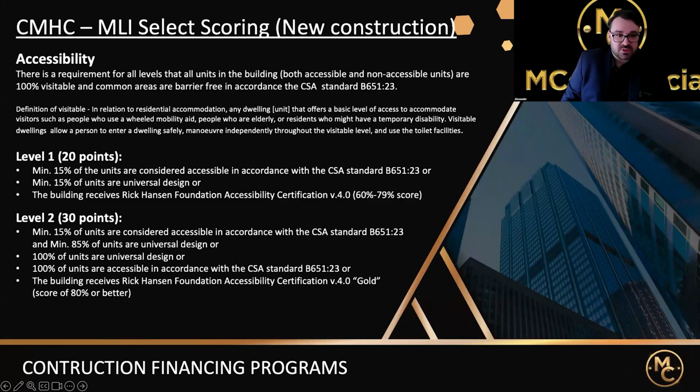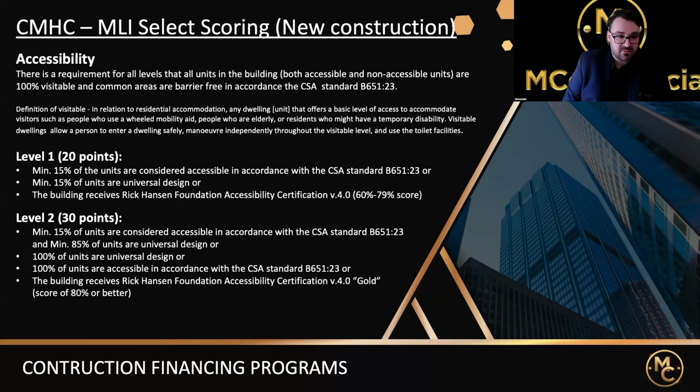And now we'll jump into the scoring quickly. Like I mentioned, this program covers accessibility, affordability, and energy efficiency, and you could get points for each. For the accessibility, if you do choose to go that route, because you don't have to provide all of them, you just need to get whatever points you want on a maximum of 100 in order to get different flexibilities from CMHC.